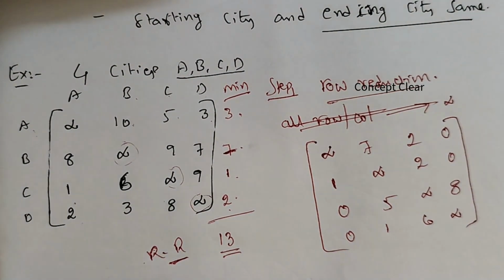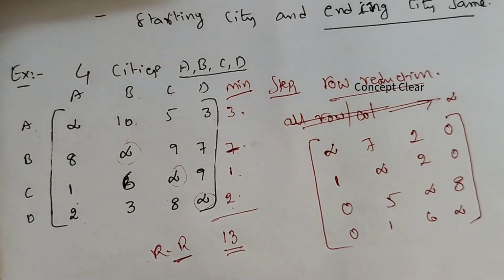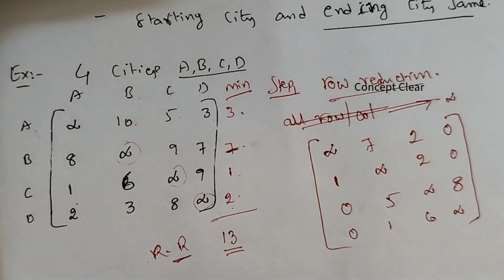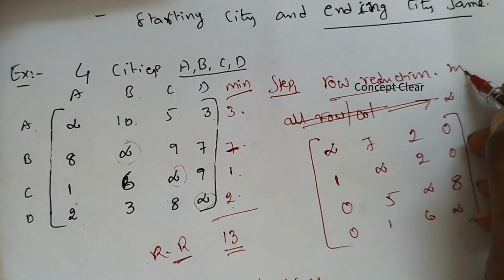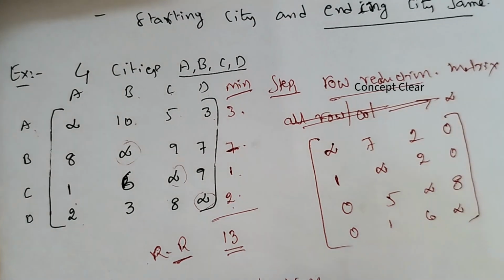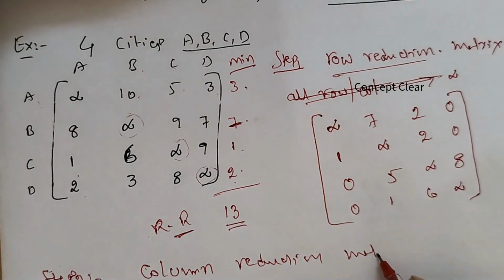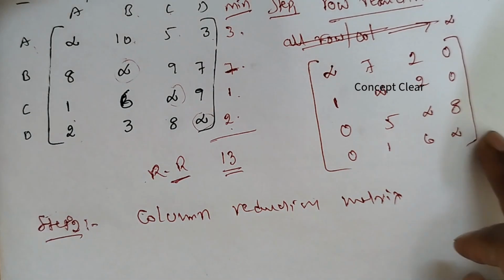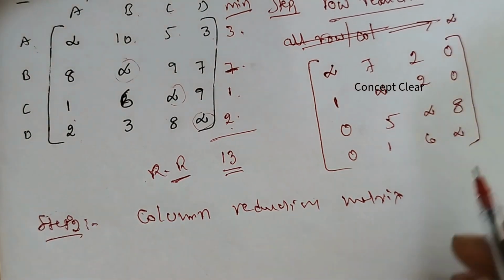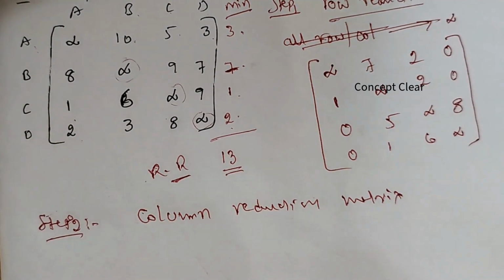And step 2 is column reduction. Step 2 is the column reduction matrix. It is the row reduction matrix first, then the column reduction matrix. Which one do I have to take? I have to take the matrix after performing the row reduction, and perform the column reduction on it.